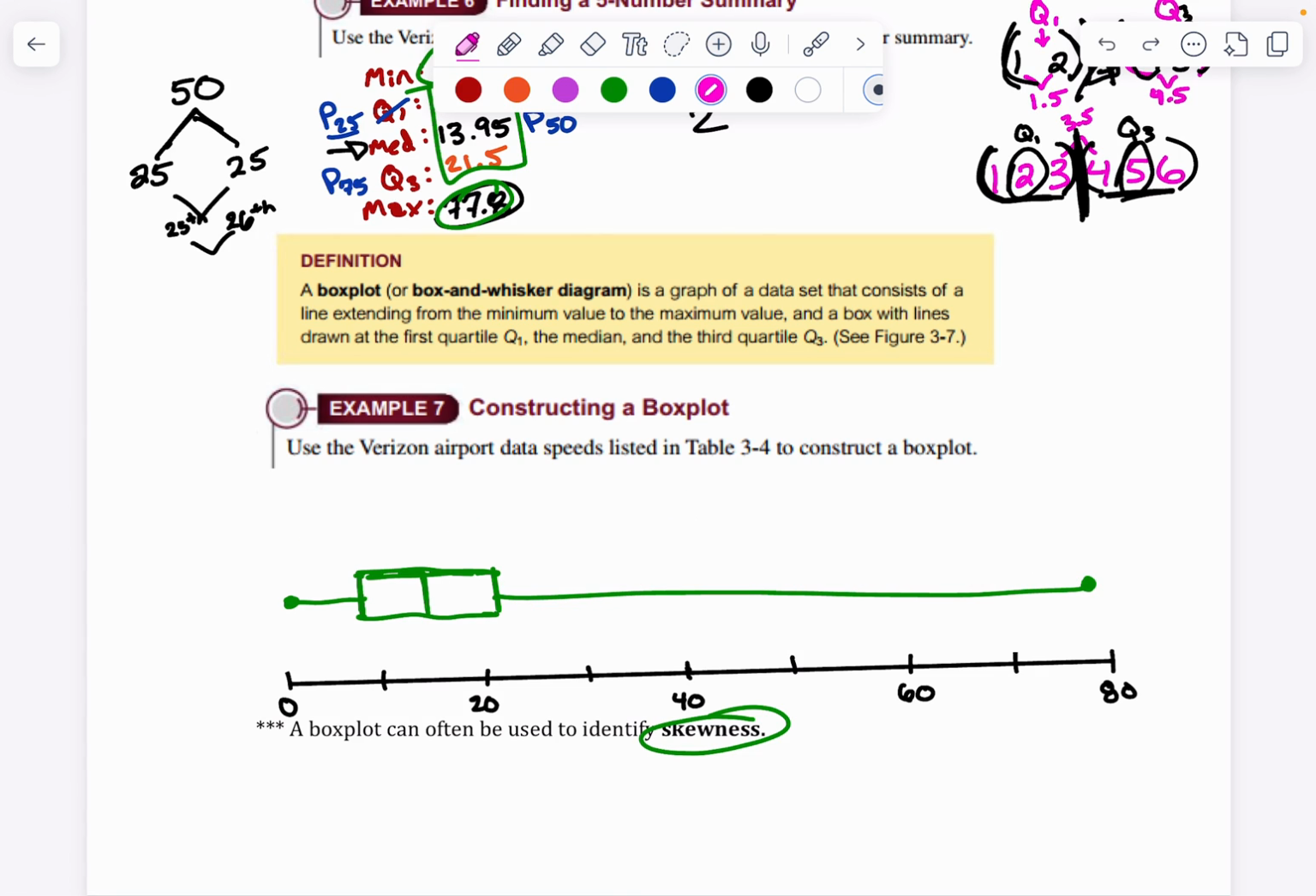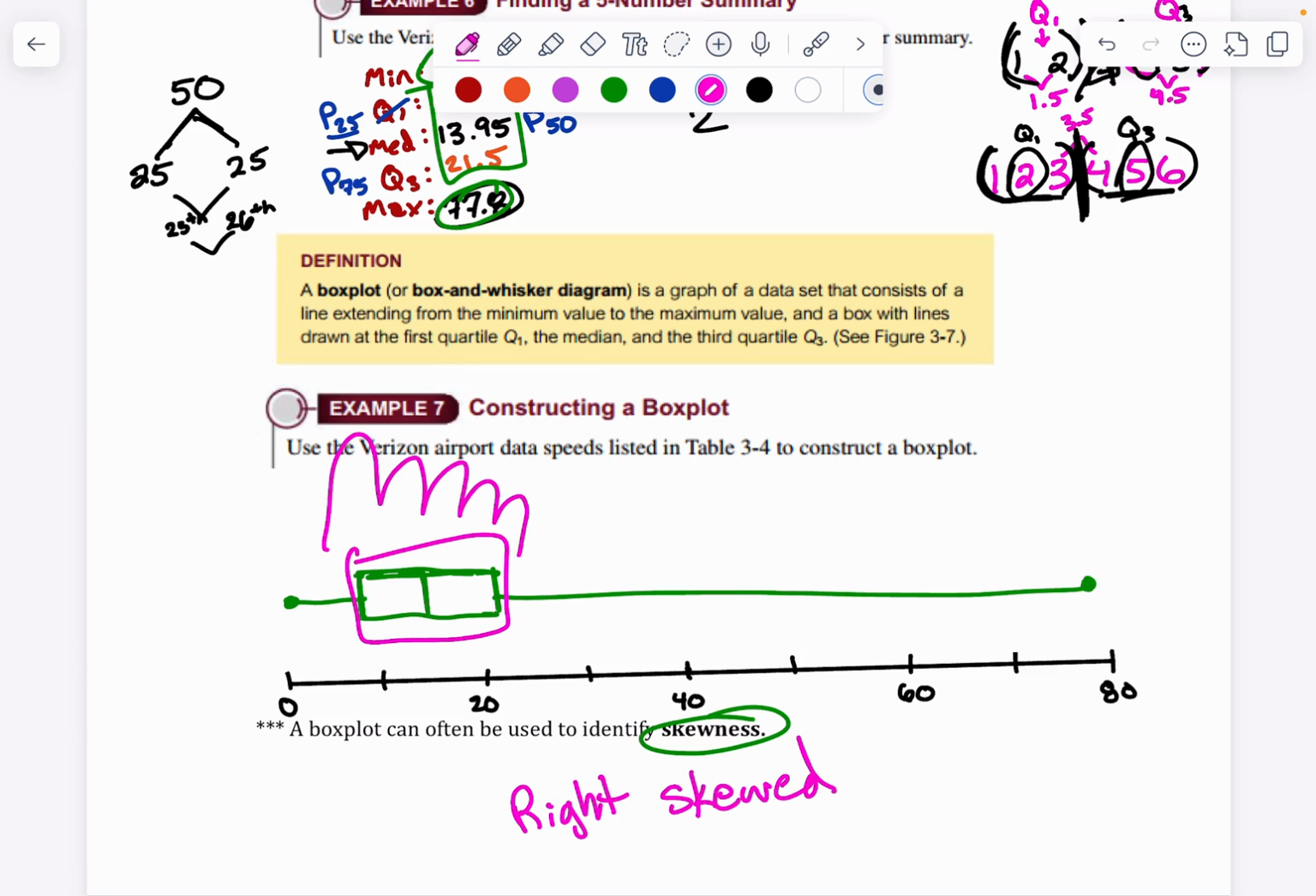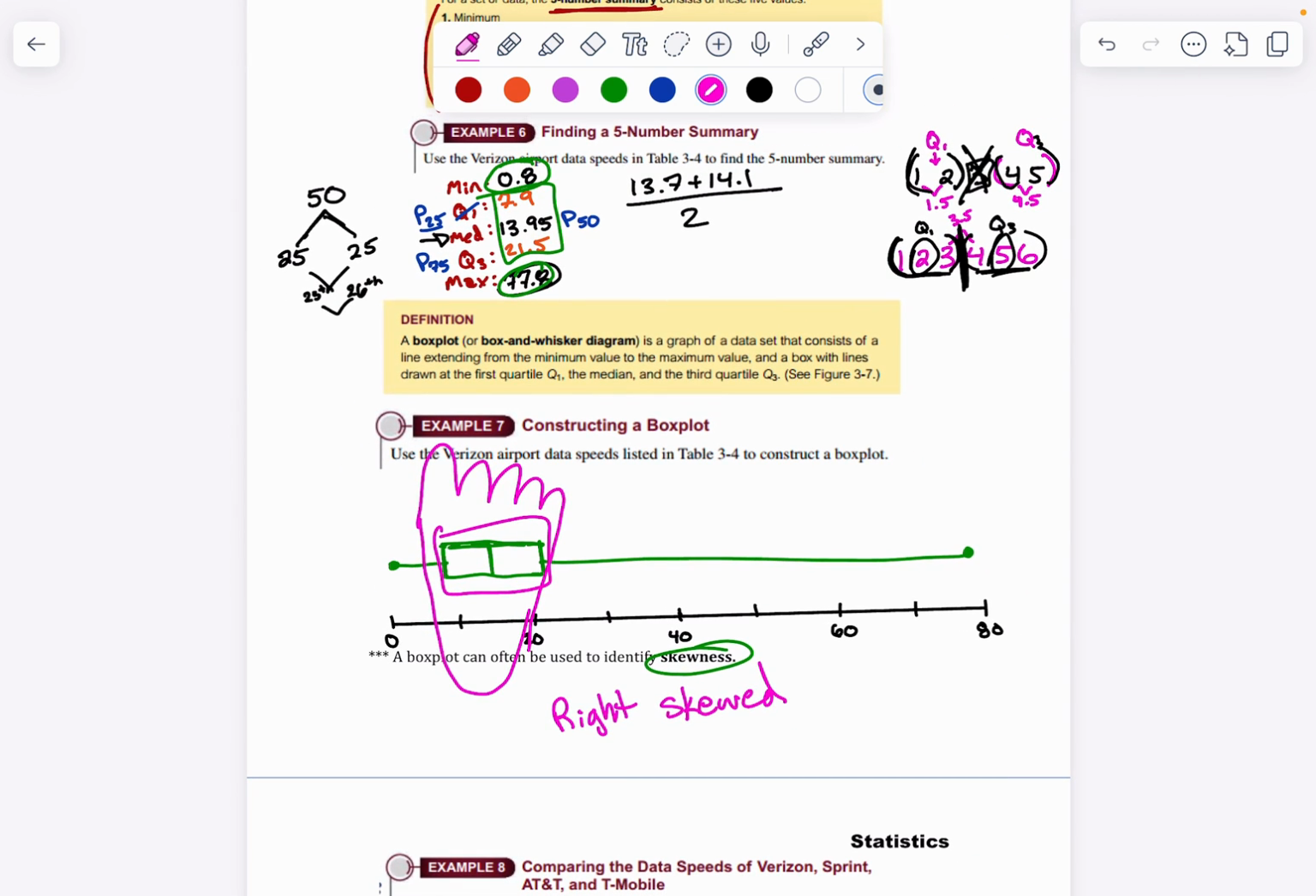This one would be right skewed, okay? Because the box is on the left. So the majority of the data is on the left, so it would be right skewed. It's kind of like that toe thing, where your right foot looks like this. That's my right foot. So it is right skewed. So that is my box plot, okay?